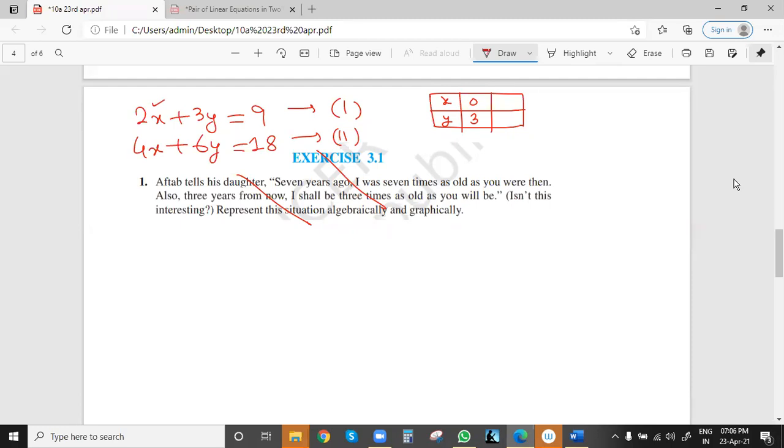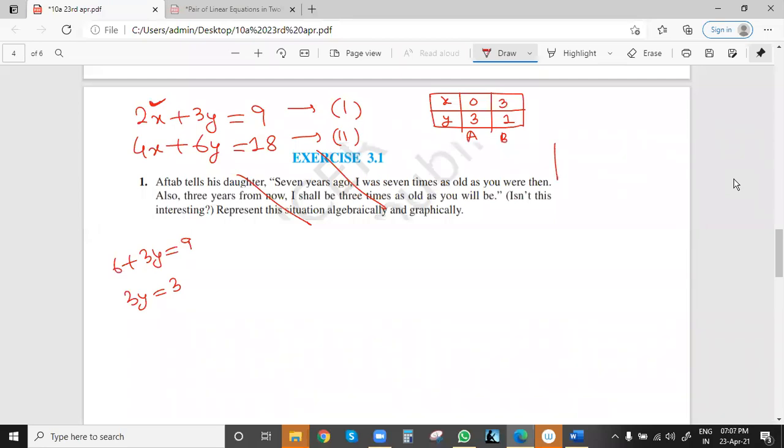The x value we can take is 3. So 2 times 3 is 6. If x is 3, then 6 plus 3y equal to 9, so 3y equal to 9 minus 6, which is 3, so y will be equal to 1. Let us take this as a point B. This was the table for the first equation.